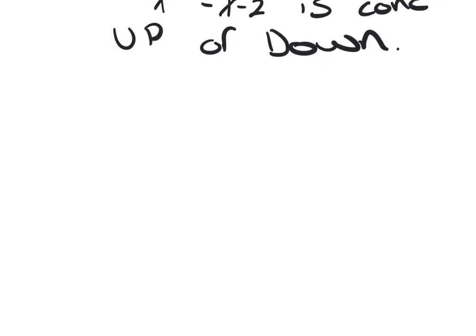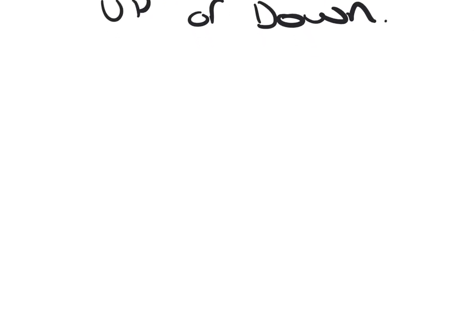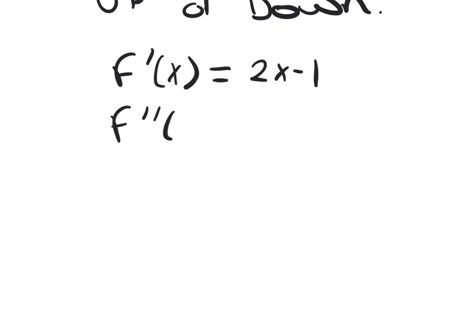All right, let's determine the open intervals where f of x equals x squared minus x minus 2 is concave up or down. So in order to know if something concaves up or concaves down, it depends on the second derivative. And I'm going to get to that here in a second. So the first derivative of this equation is 2x minus 1. The second derivative of this equation is 2.